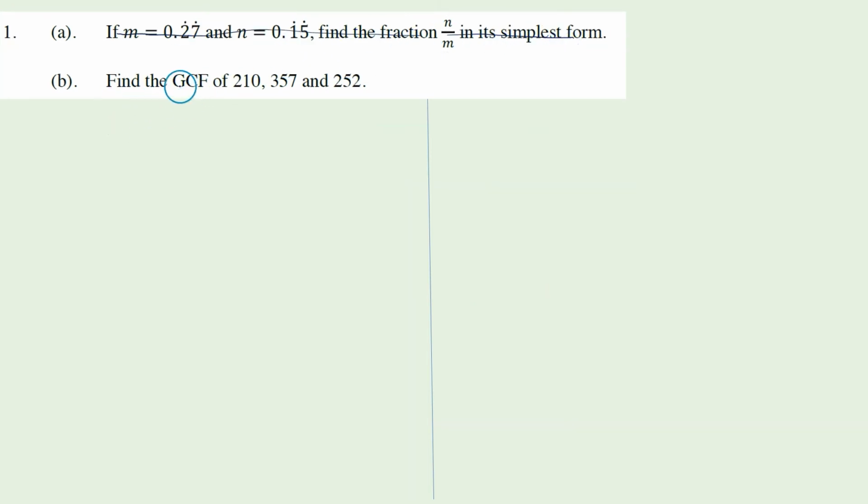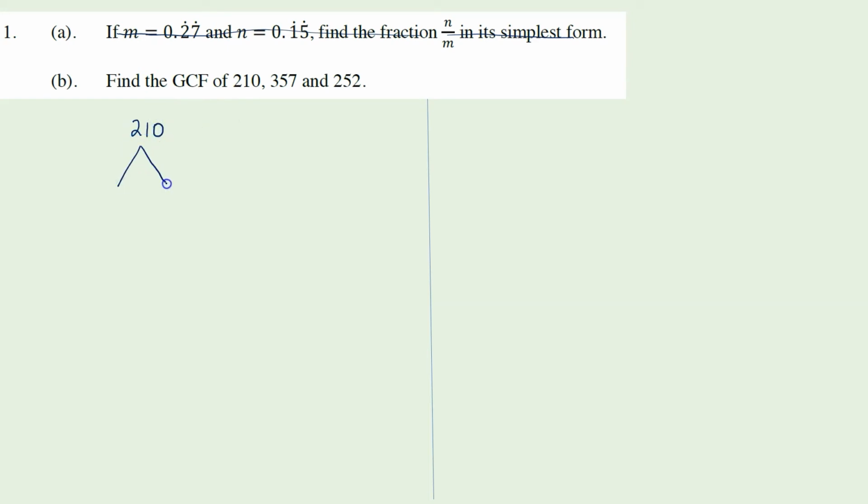Now for B, we're asked to find the greatest common factor. So if you're not familiar with this, it's the highest common factor of 210, 357, and 252. The best way to do this is using the prime factorization for each number. So we're going to do that for 210 first.